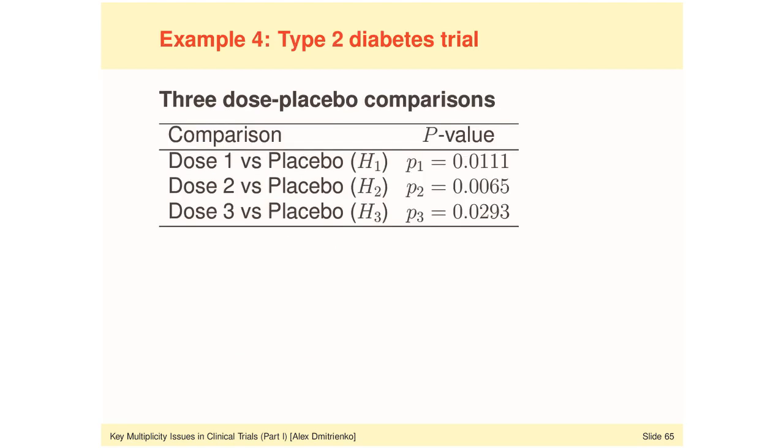We're going to refer to example 4 based on the type 2 diabetes trial, and we'll use the following set of p-values, one-sided p-values as before, that correspond to the individual dose placebo comparisons in this clinical trial.